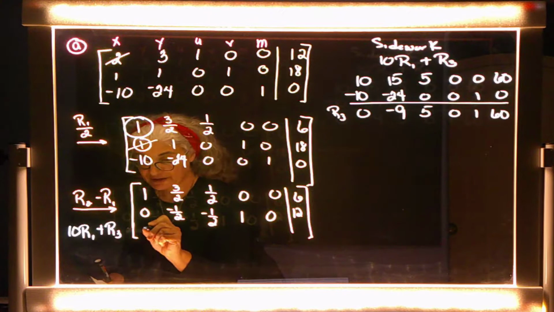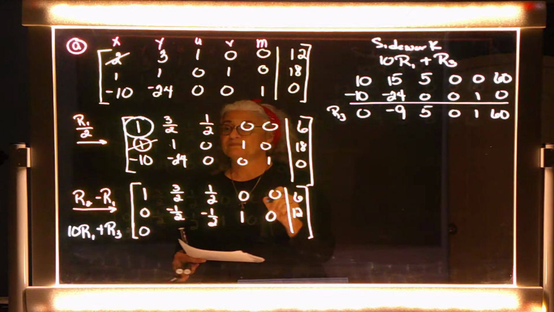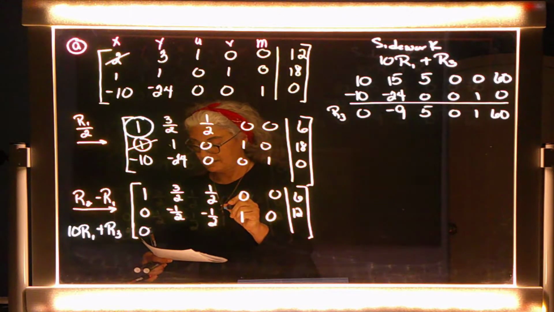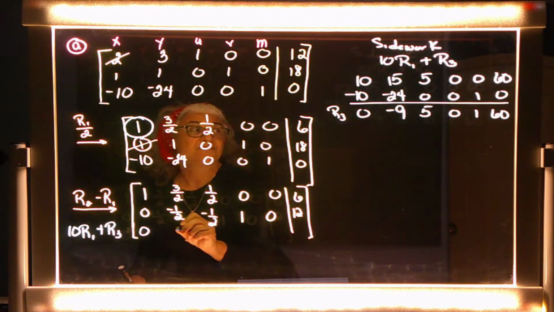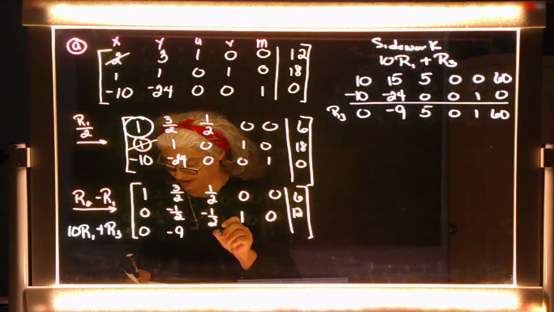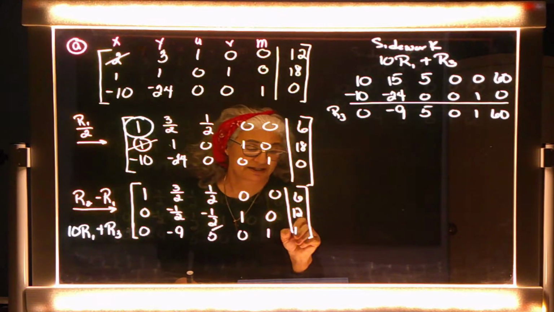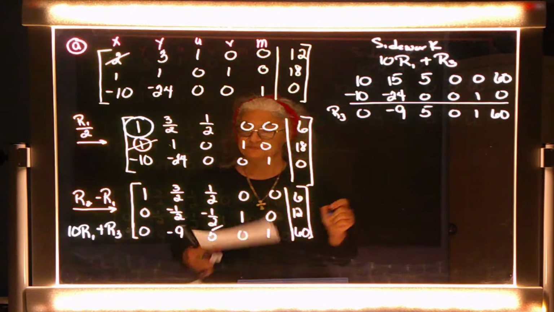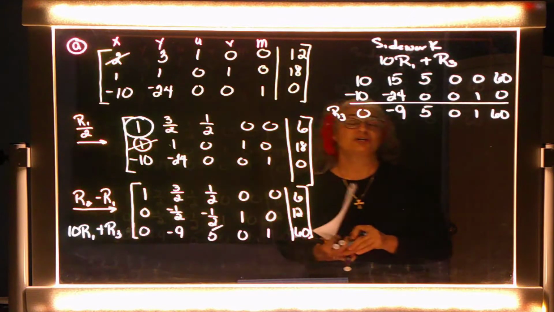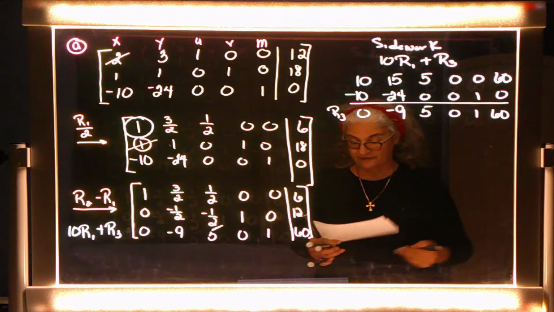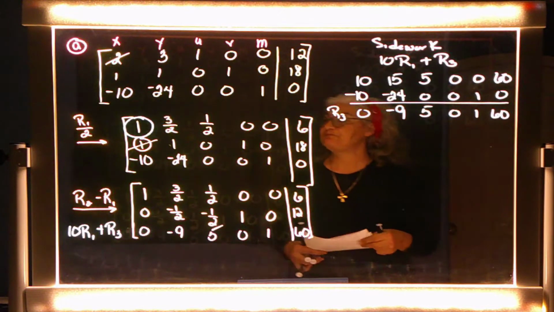So we have 0, and then negative 9, I said. Sorry about that, just checking my work. A 5, a 0, a 1, and a 60. Good? Agreeable? Loving it.